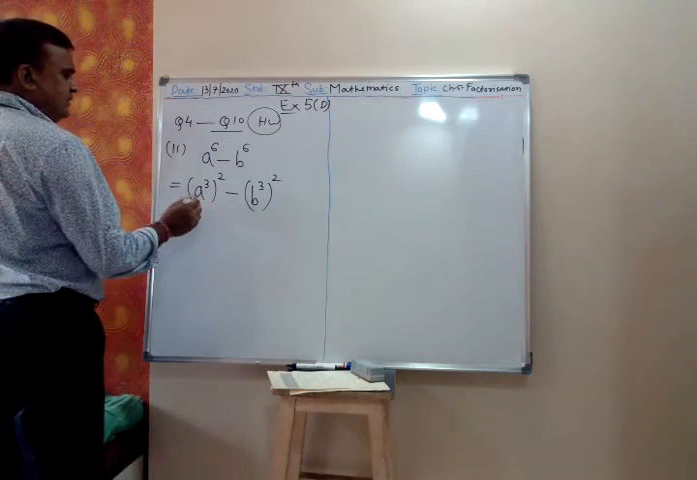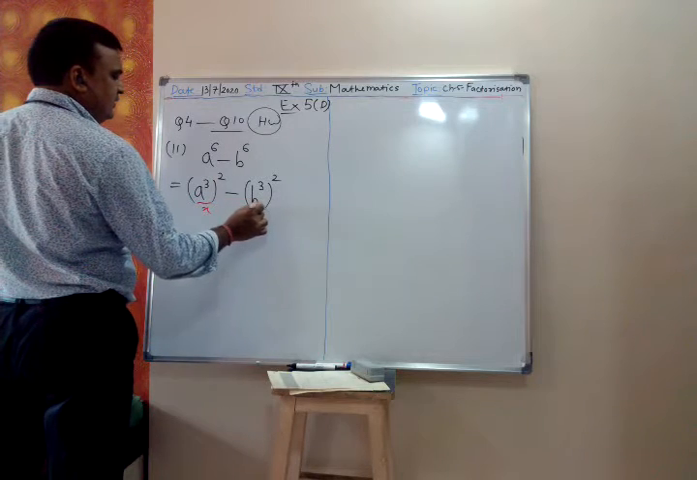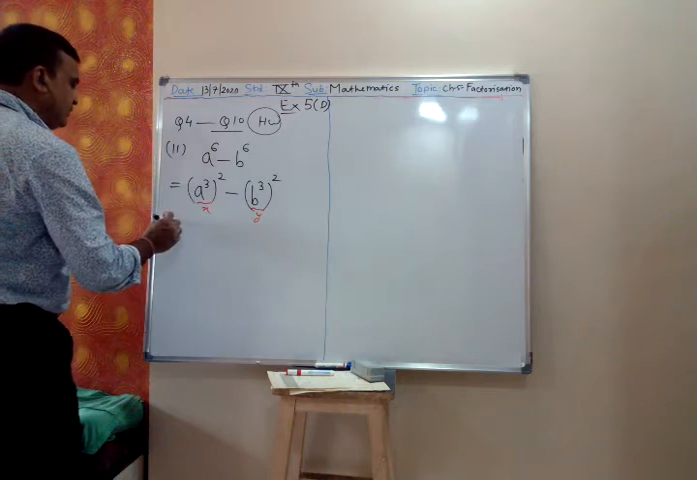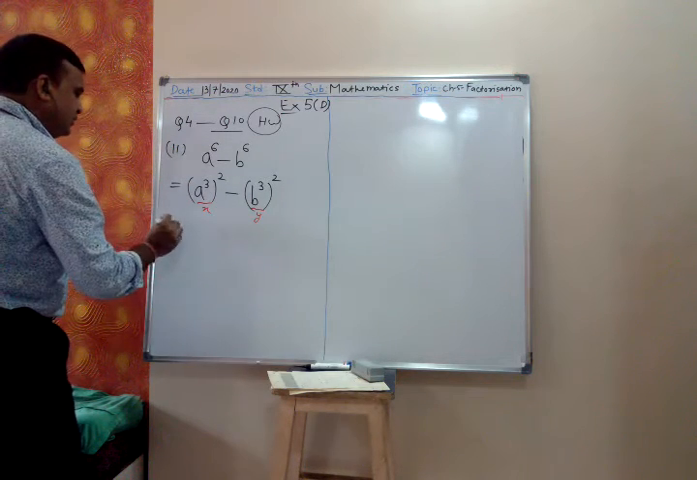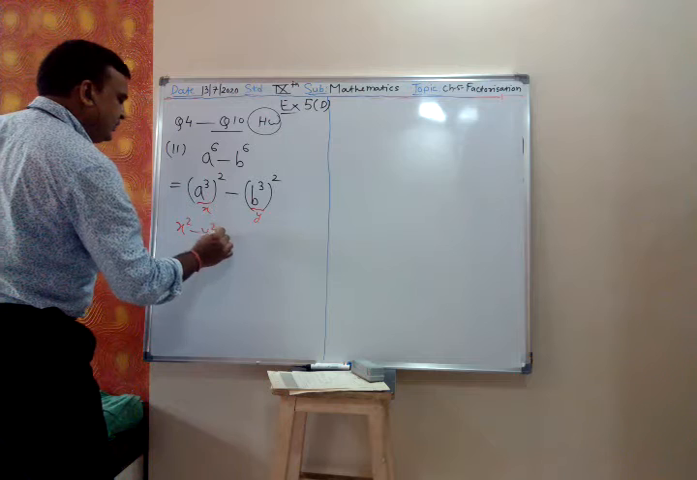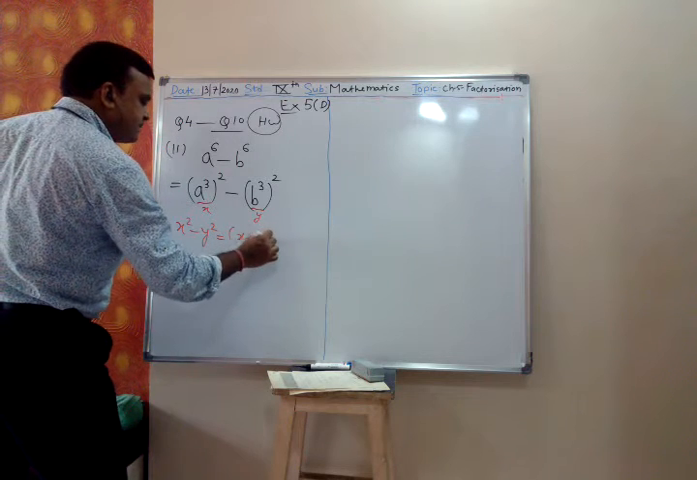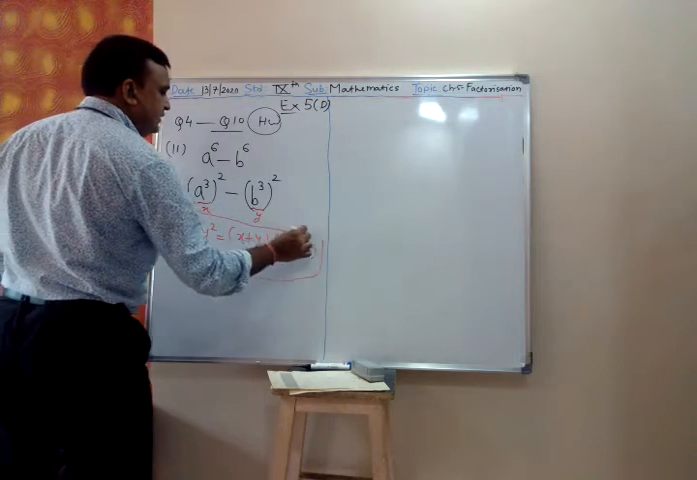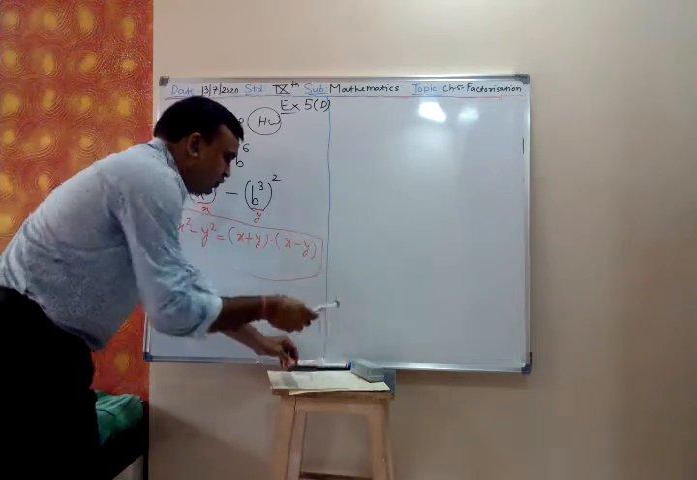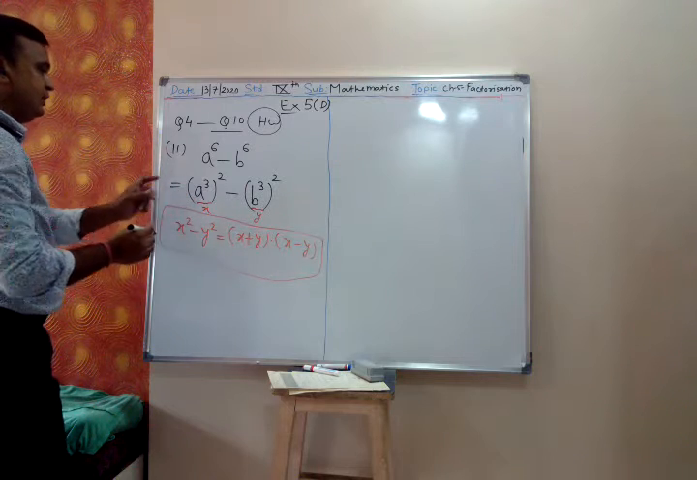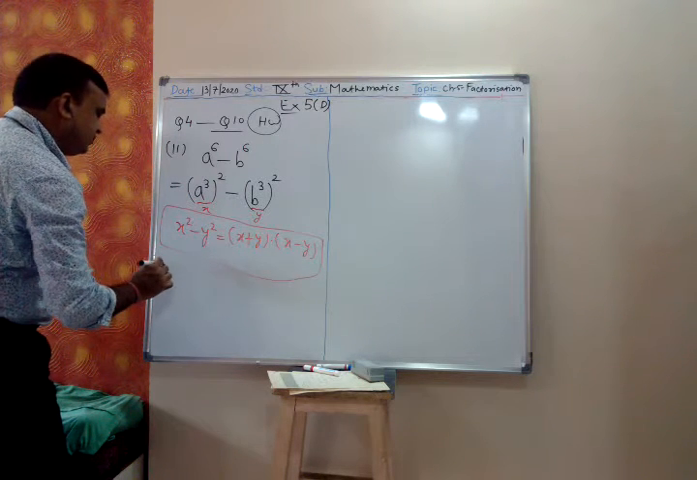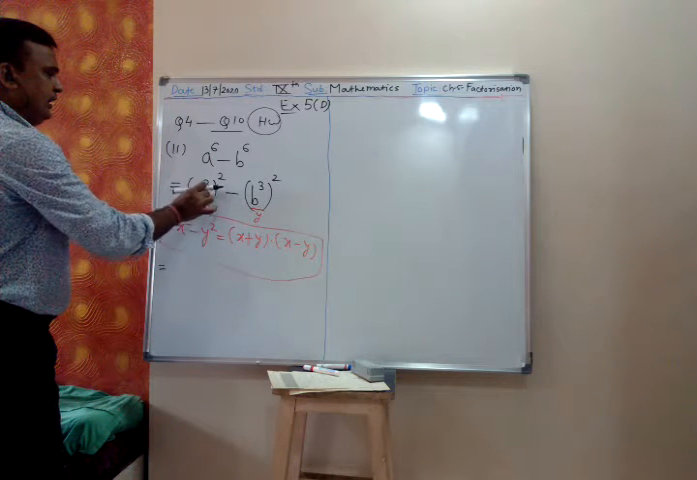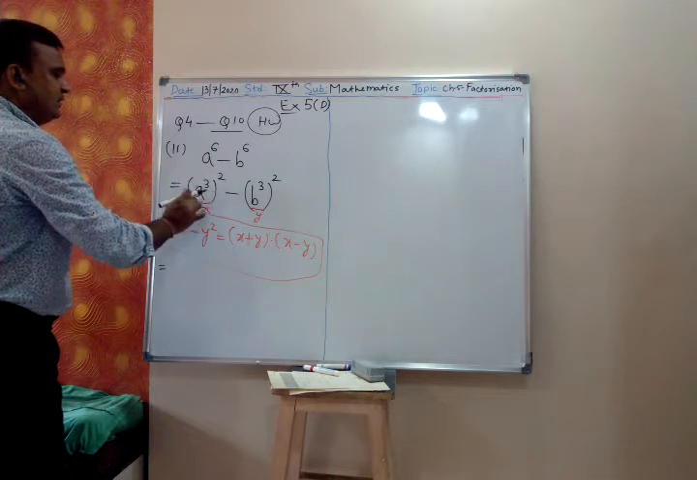Question number 11. This is my x and this is my y. x is A cube, y is B cube. So now we use the formula x square minus y square, which is x plus y into x minus y. So now my x is A cube. The one we are using is x square minus y square.